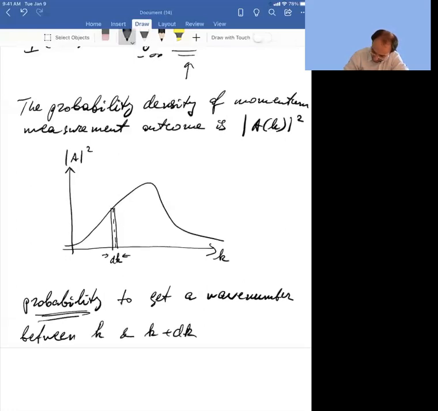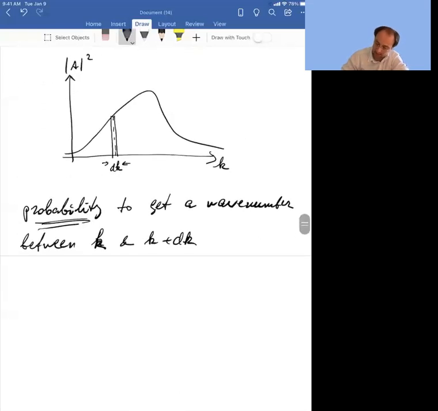It's a k, not h bar, k. That's how you turn density into probability. That's how you turn probability density into probability.